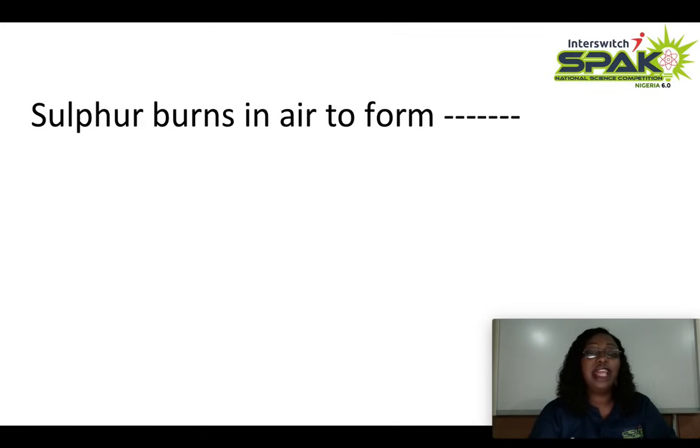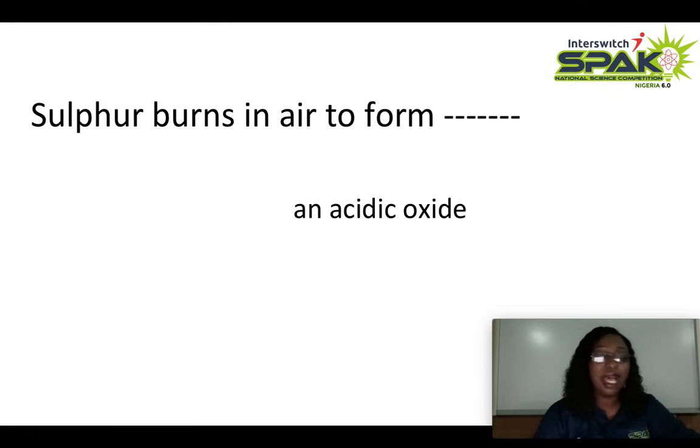Sulfur bonds in air to form dash. A clue is an acidic oxide. Non-metals react in air to form acidic oxides, while metals react in air to form metallic oxides.